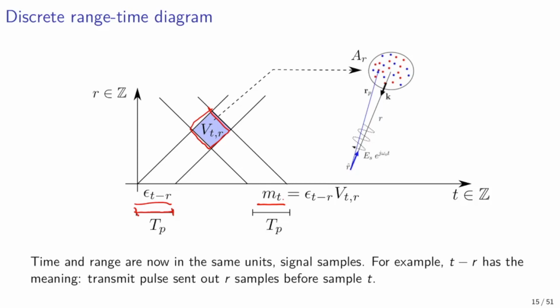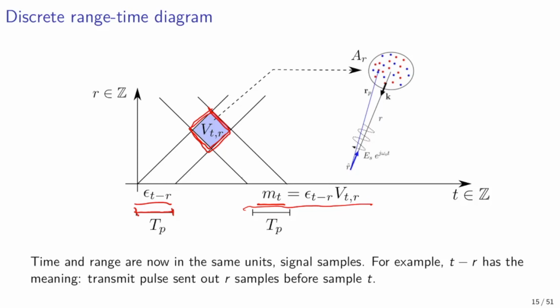Using our diagram, we can now relate the signal received at time t to the scattering from a volume of plasma denoted by V sub tr. The measured signal at time t is the range-delayed transmit signal multiplied with the range-time-dependent scattering from range r and time t. The reason for why the received signal immediately returns to the receiver in this diagram is because we are using round-trip time. In other words, we are taking into account the propagation delay between the transmitter and the receiver.